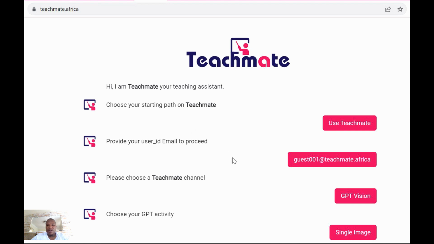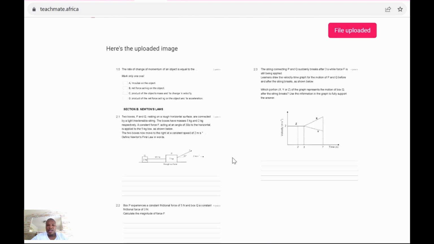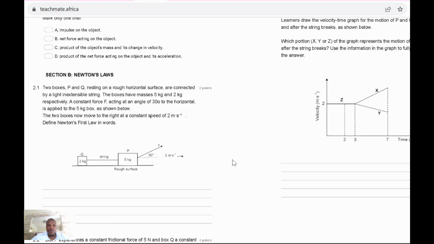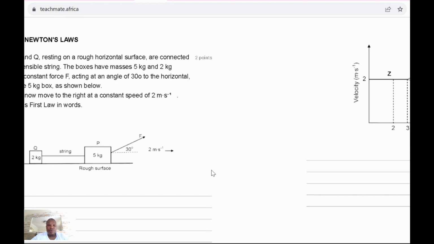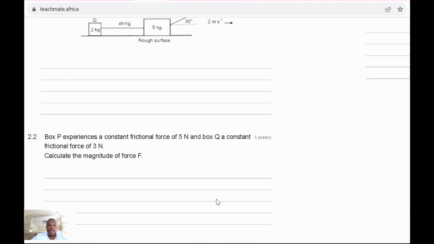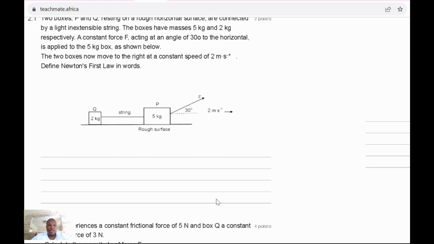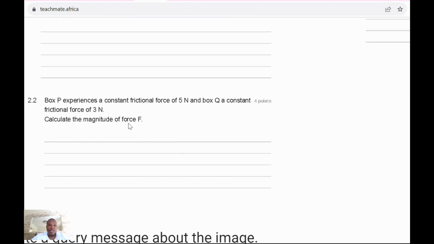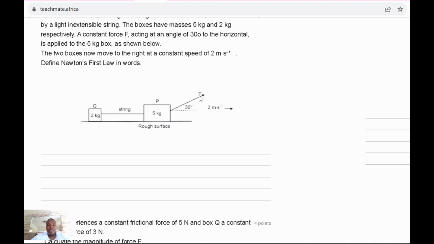I want to talk about the idea of AI giving the right answer and giving the wrong answer. In this particular session, I wanted it to answer questions that are not multiple choice. The first one requires us to define Newton's first law. That's quite straightforward.